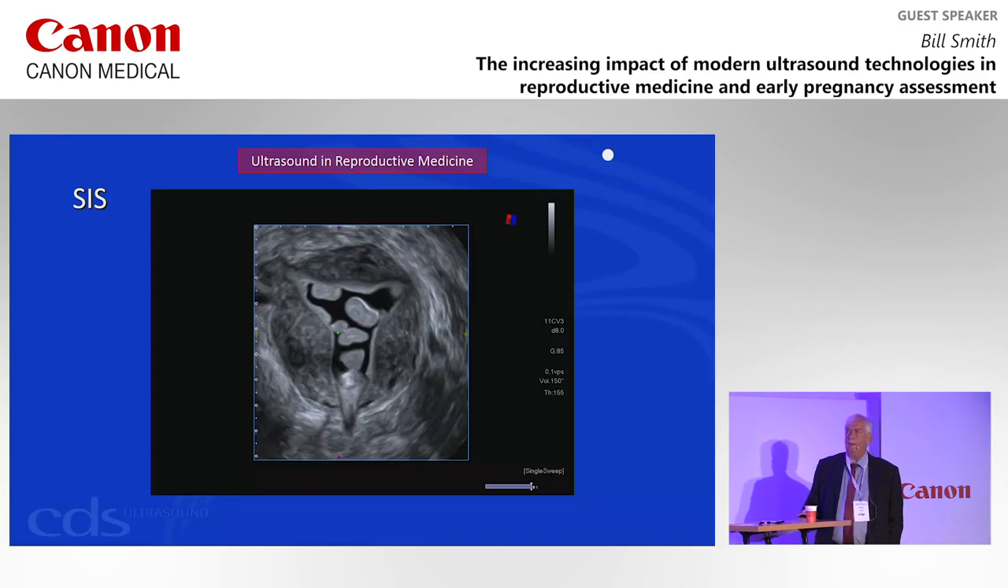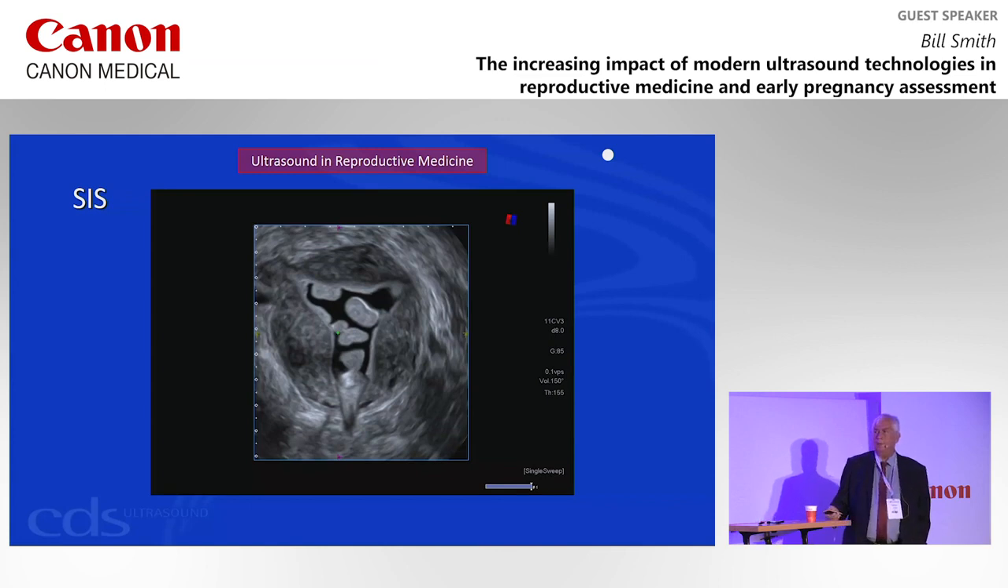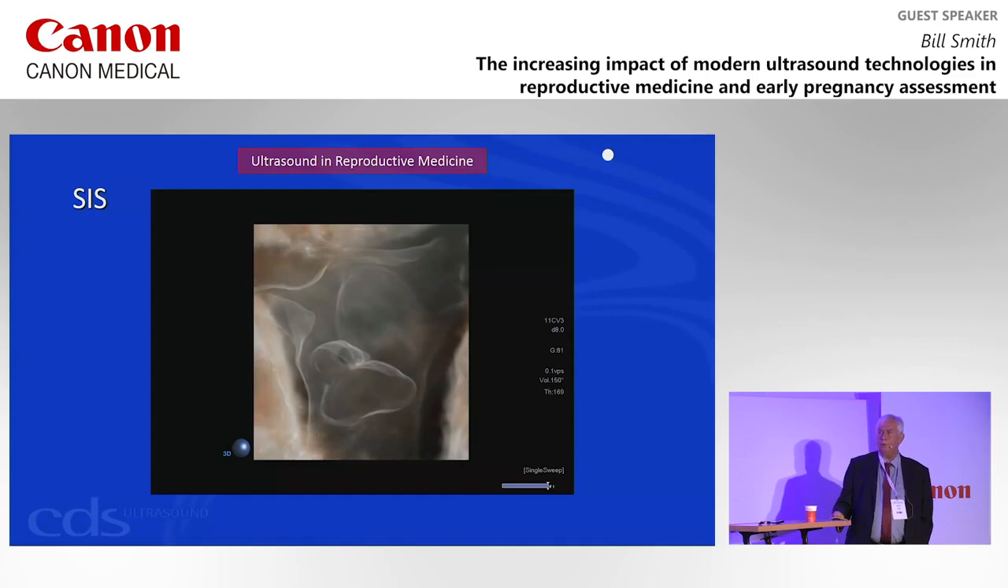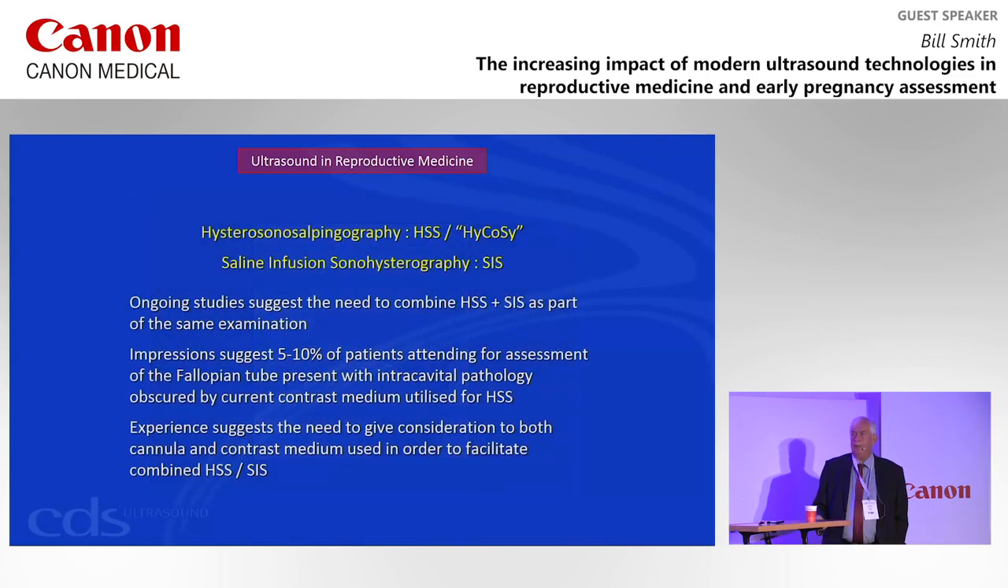And certainly we do a lot of saline infusions, and 3D is an integral part of this now. And we put in a bit of saline, and we can see the polyps very, very nicely. We're back to our rendered image. And saline infusion is very, very important to us, not just from a fertility point of view, but also from a general gynae point of view.